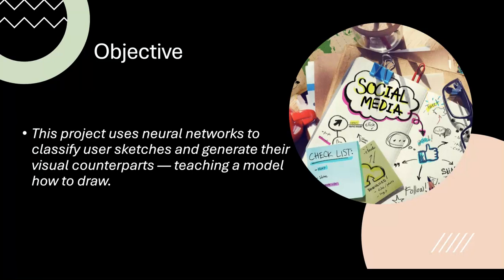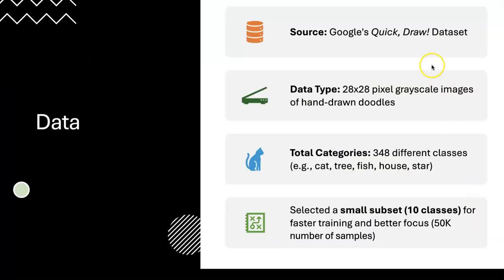The objective of this project was to use neural networks to classify user sketches and generate their visual counterparts. So the fun part of it was teaching a model how to draw. For the data, I used the data from Google's Quick Draw dataset.